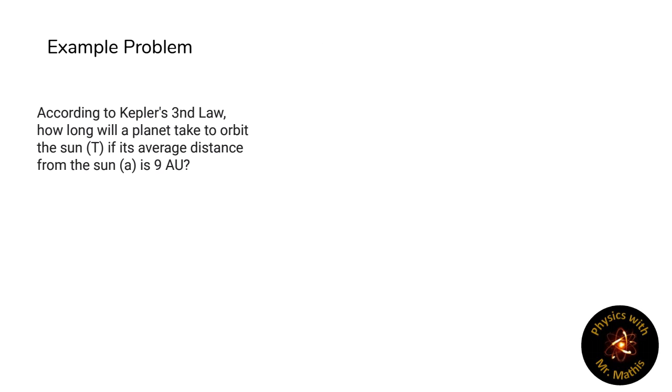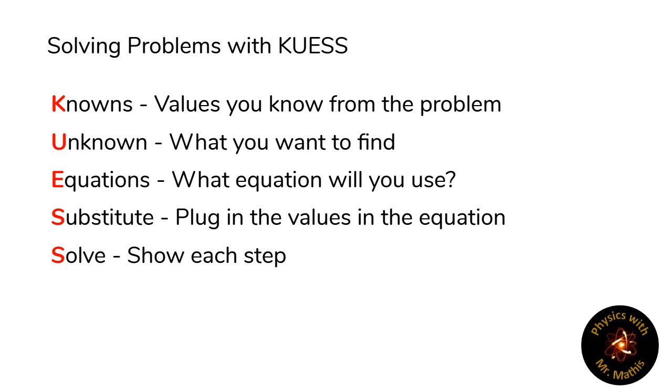Let's look at an example problem. According to Kepler's third law, how long will a planet take to orbit the Sun? Remember, the orbital period is capital T if its average distance from the Sun, which, remember, the symbol for that is a lowercase a for average distance, is 9 astronomical units. As always, we're going to use the KUES system to solve this problem. Your knowns are the values you know from the problem. The unknown is what you're trying to find. You need to know what equation you're going to use so you can substitute the values into the equation and then show each step as you solve.